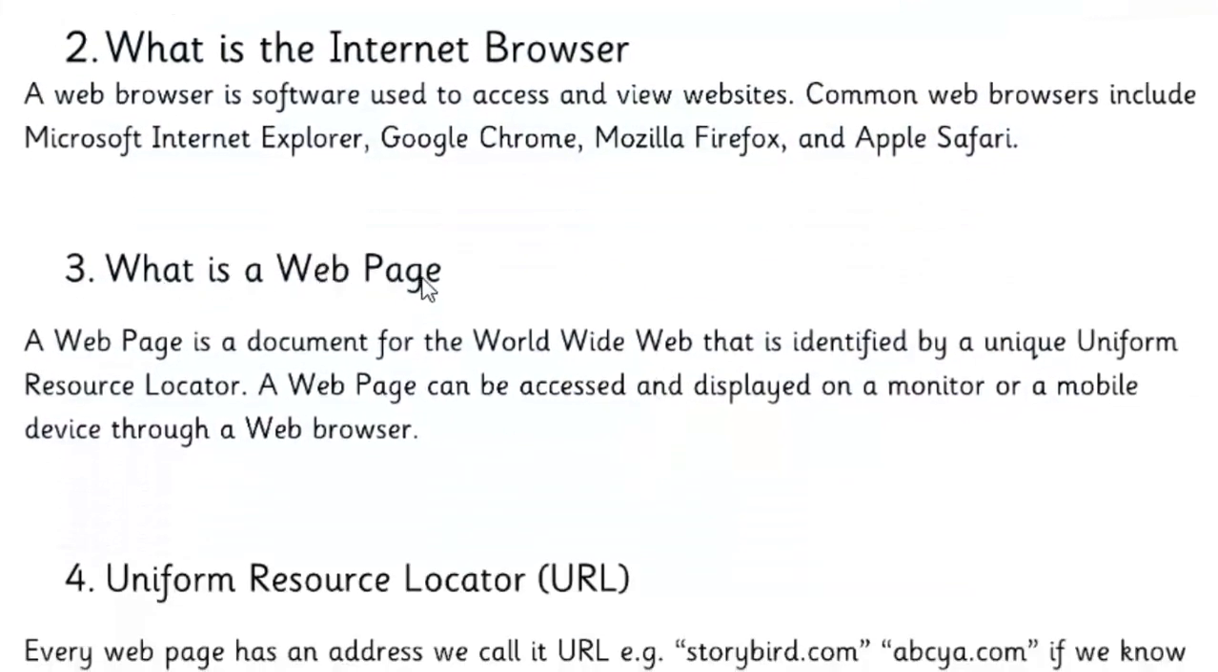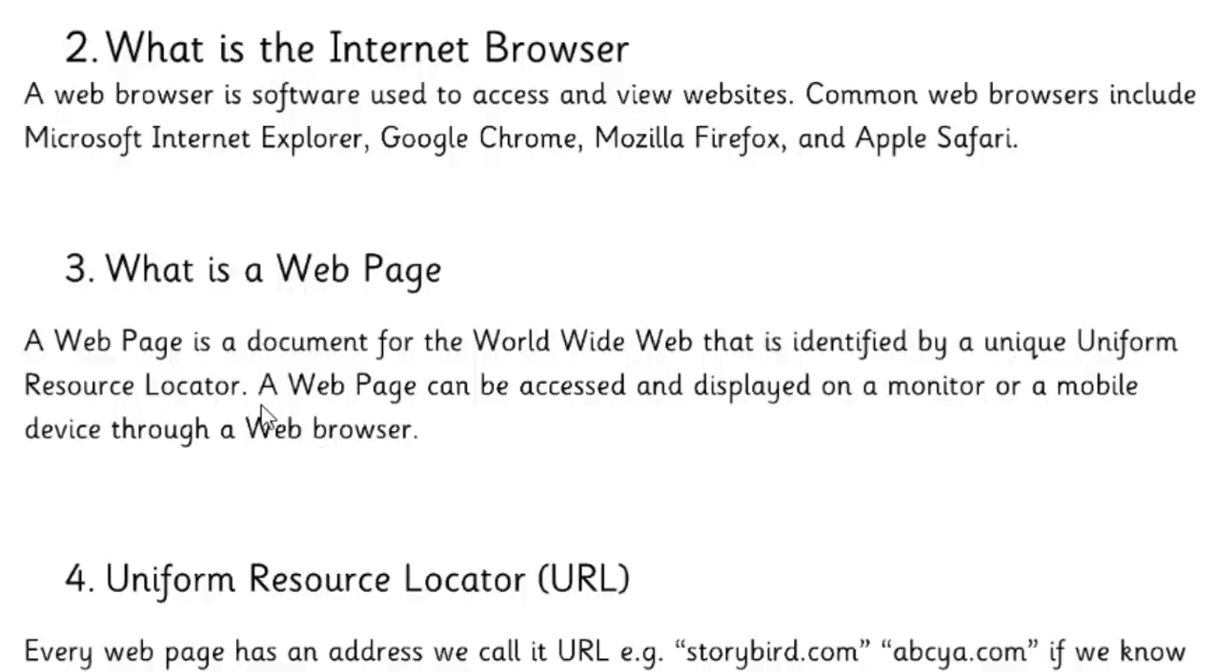And what is a web page? An example of a web page is Kiddle or Facebook. All of those are called web pages. We need an internet browser to open a web page. A web page is a document for the World Wide Web that is identified by a unique Uniform Resource Locator. A web page can be accessed and displayed on a monitor or a mobile device through a web browser.